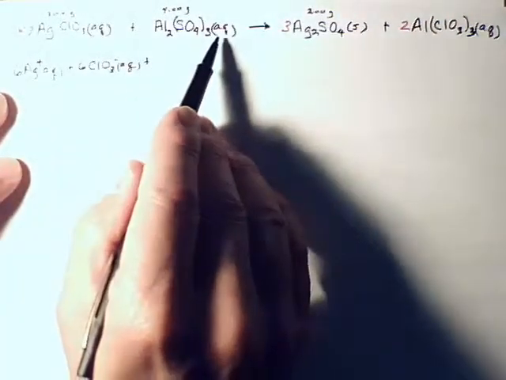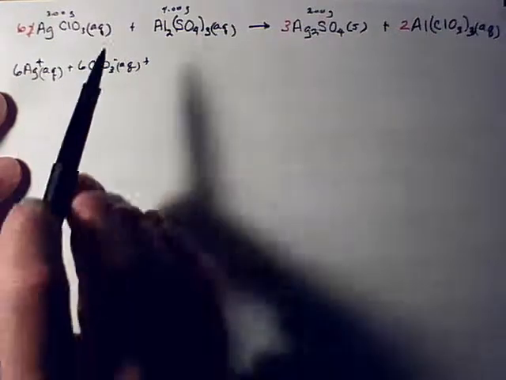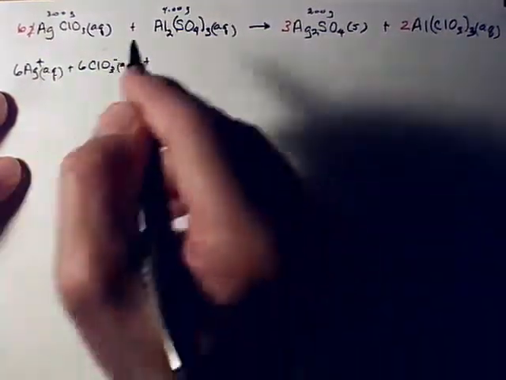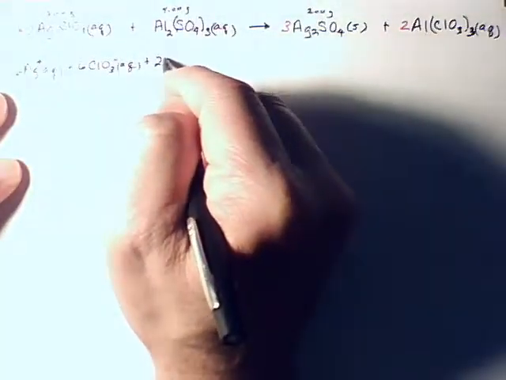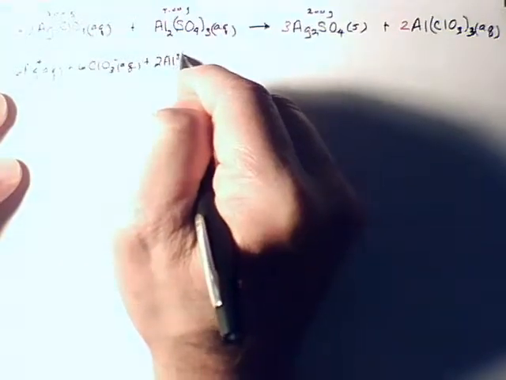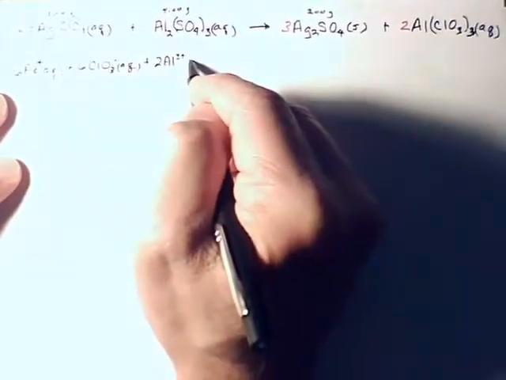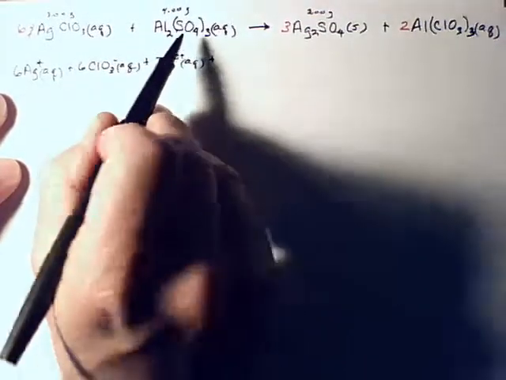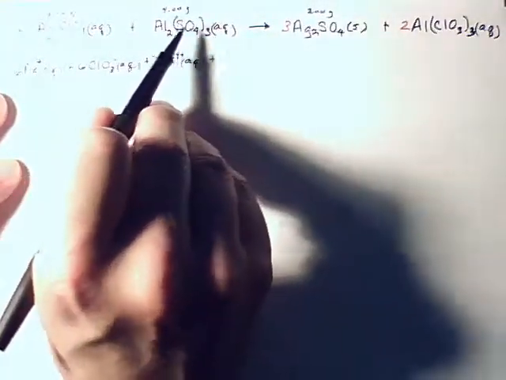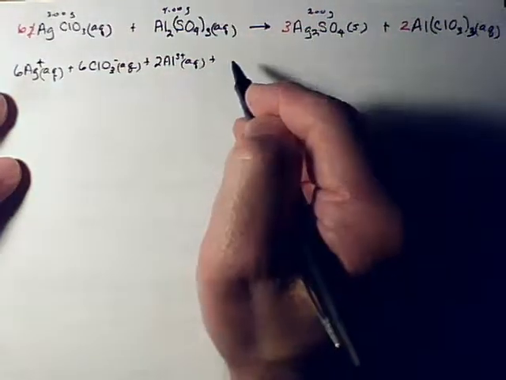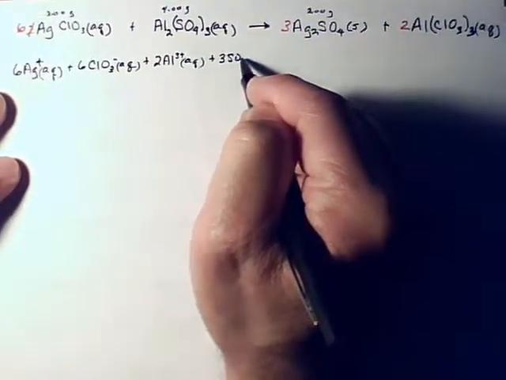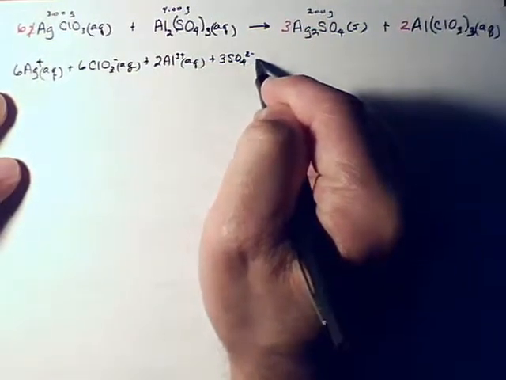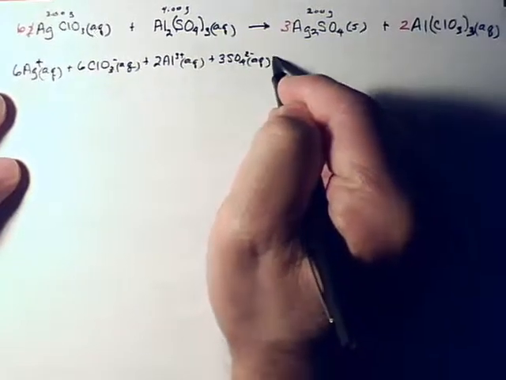And here, this is aqueous, and it's ionic, so we have 2 aluminums there. We said aluminum has a 3+ charge when we balanced this. And then we've got 3 sulfate ions here, and sulfates have a 2 negative charge.